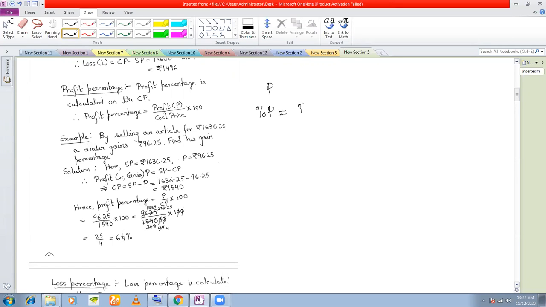Percentage profit is the profit that I make, and because profit is calculated on the cost price, I will divide it by cost price and multiply it by 100. That is how you calculate the percentage profit. Let us see this very simple example here.